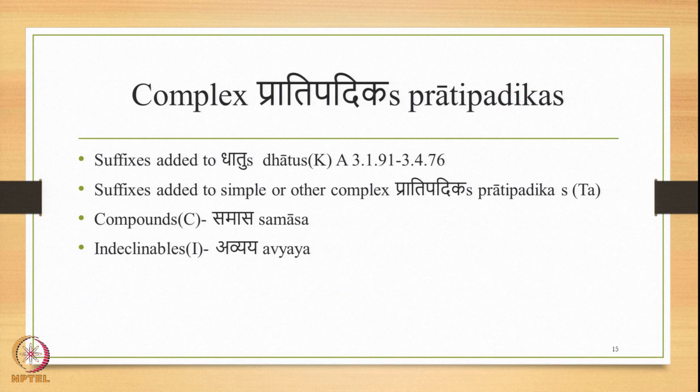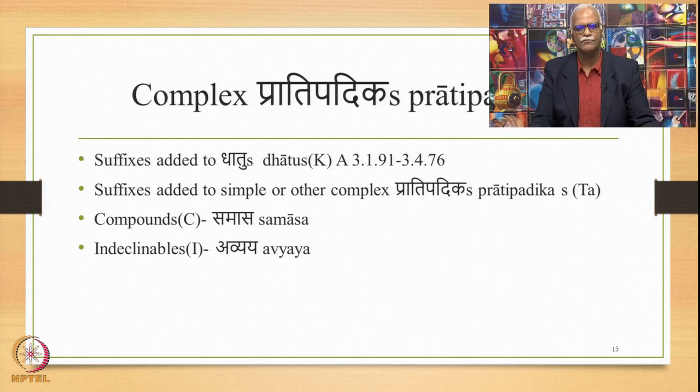The complex Pratipadikas can be formed by adding suffixes to Dhatus. For example, 3.1.91 to 3.4.76. In this section of the Ashtadhyayi, there are suffixes which are added to verbal roots which make the Pratipadika. These suffixes are termed here as krt. These suffixes are shown here by the notation k. Similarly, suffixes are added to simple or other complex Pratipadikas which are called taddhita suffixes, which are shown by the notation ta.